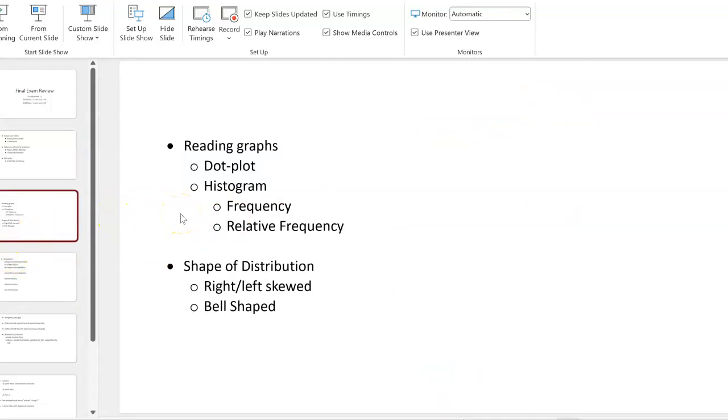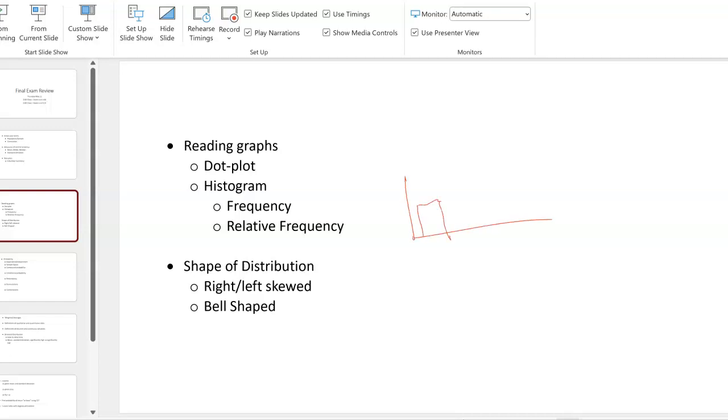Okay, so you're going to need to be able to read graphs. You're not going to have to create any graphs. Basically, be able to read a dot plot and a histogram. Now remember, with the histogram, there were frequency histograms, which basically just listed how many were in each category, and then relative frequency histograms, which listed your percents. Okay, so a histogram basically would have looked like this.